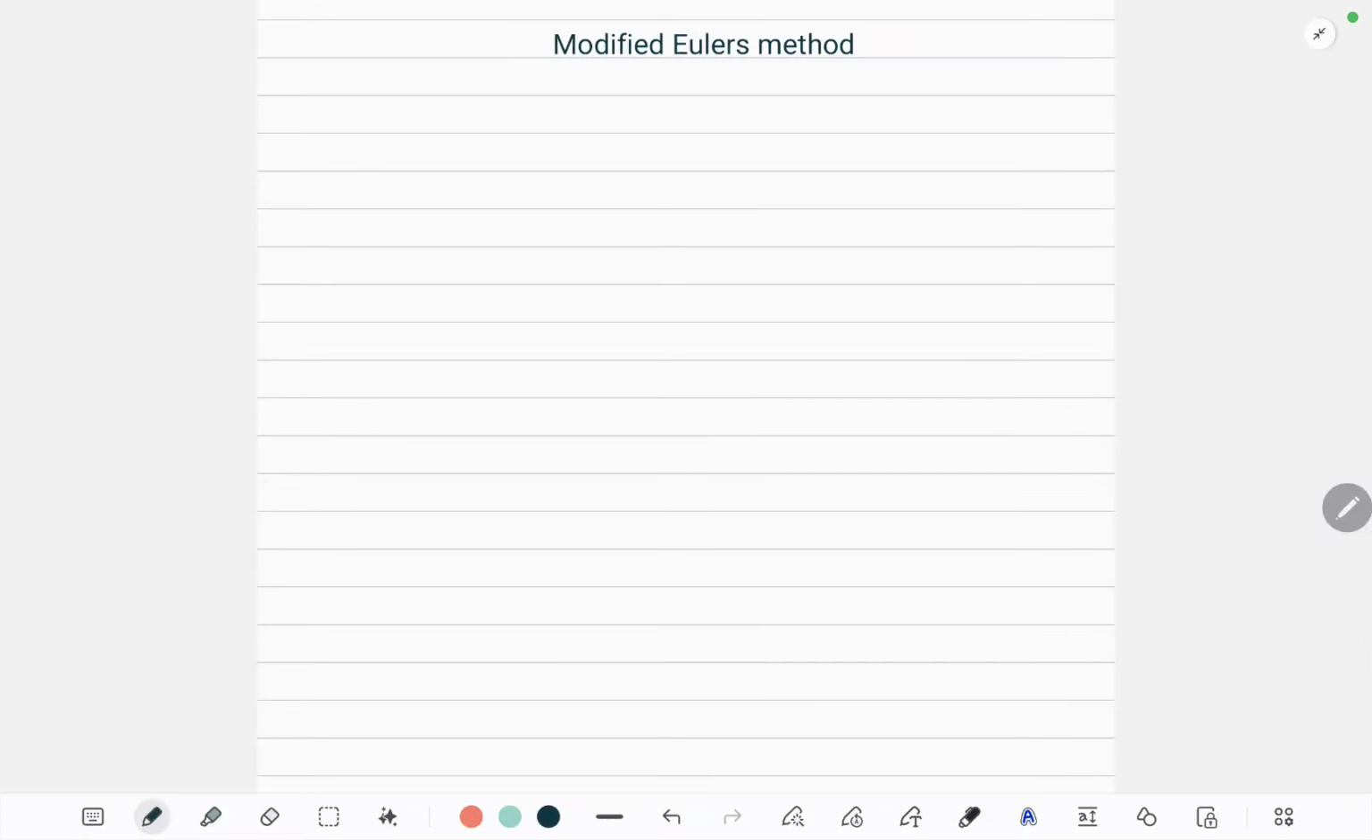Let us start one more method in numerical methods where we will solve differential equations. The method is known as modified Euler's method. Now what exactly is this? Before applying or using this method, first let us understand what will be the format of the question.